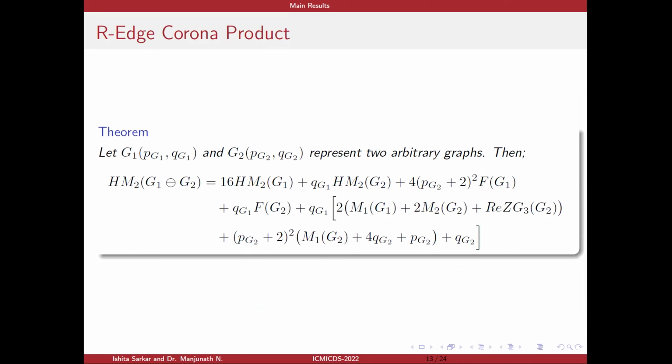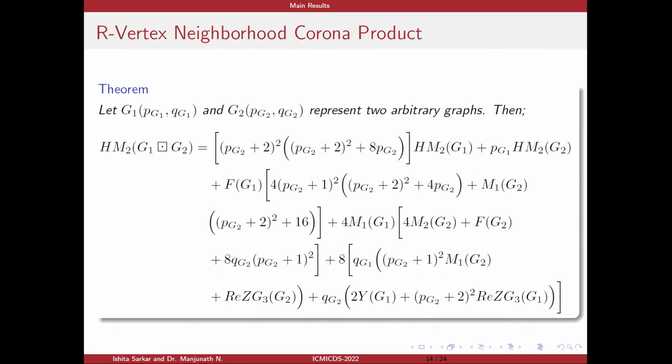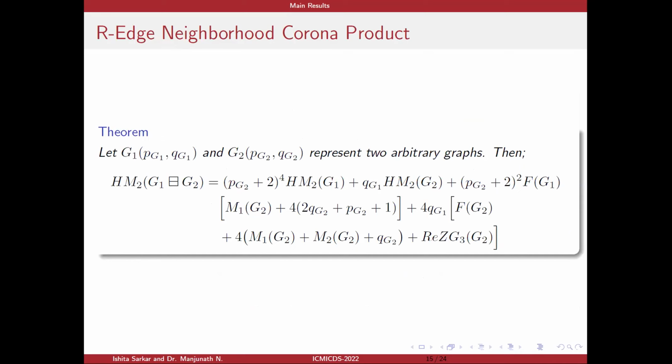This is our result with respect to the R edge corona product. Similarly, for the R vertex neighborhood corona product, the exact expression of the second hyper-Zagreb index is obtained. For the R edge neighborhood corona product also, we have obtained the exact expression of the second hyper-Zagreb index.